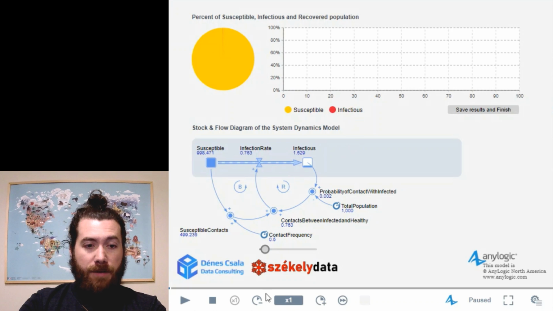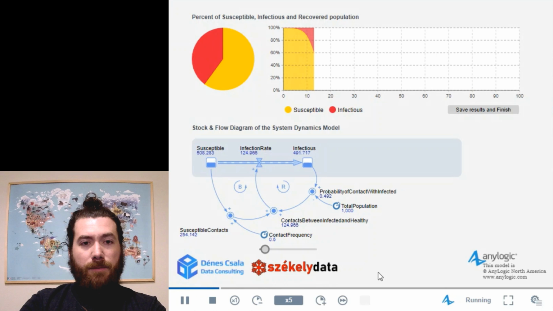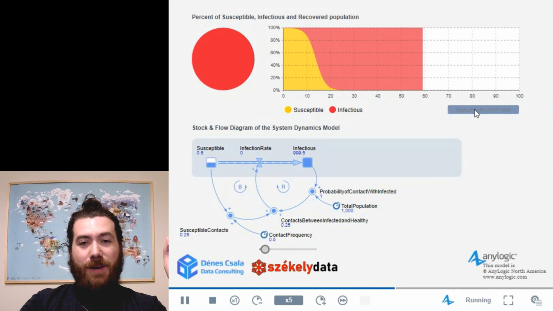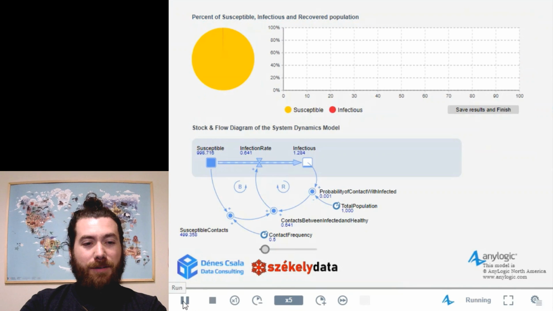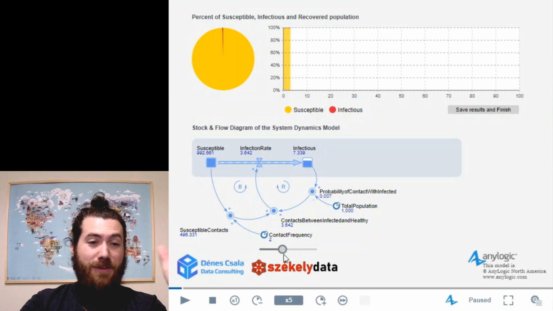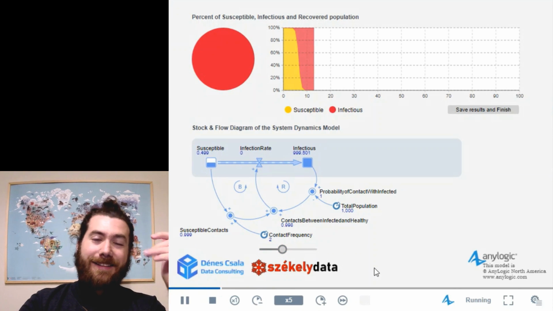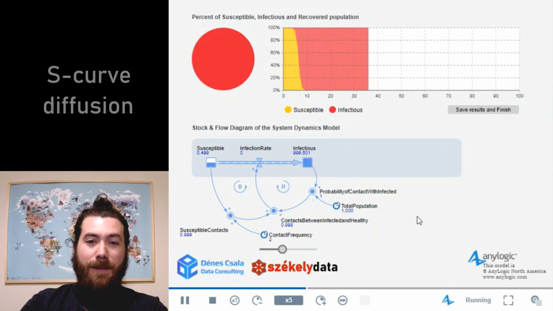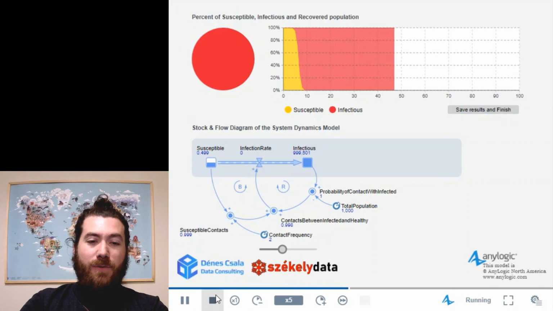So if I let this model run, we can see that after just 20 days the disease spreads all over and everybody's infected. And then, if I put a more realistic value of meeting, let's say, a couple of people, even just 2 people per day, then in 10 days the whole population is infected.